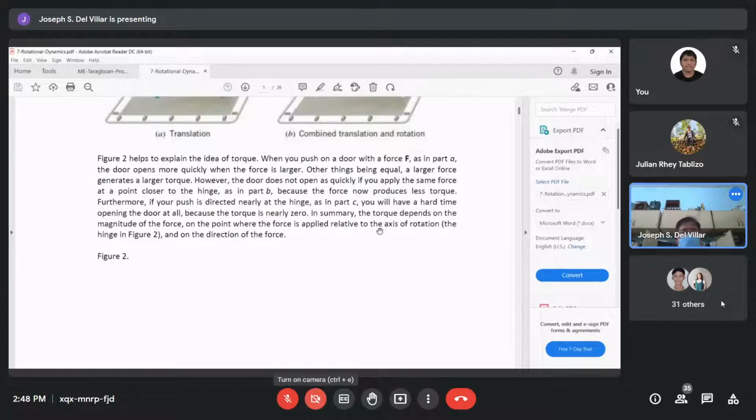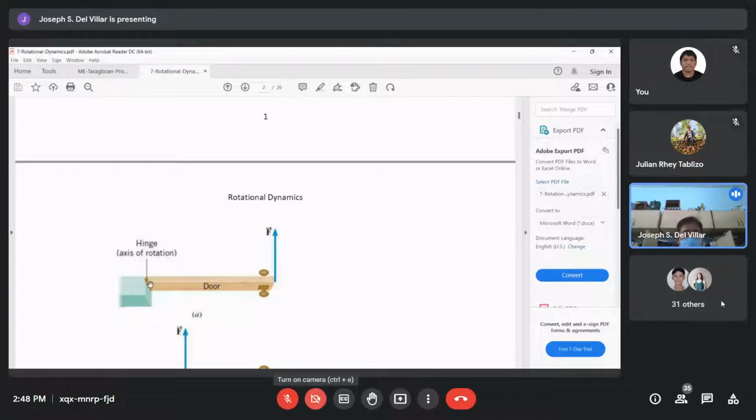And the door opens more quickly when the force is larger. Okay? So, this is the force and this is the hinge, no? Yung axis of rotation. So, pag binuksan mo dito, mabubuksan kagad natin. Okay? So, this is the axis of rotation.